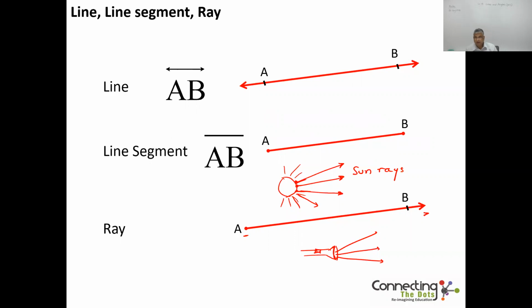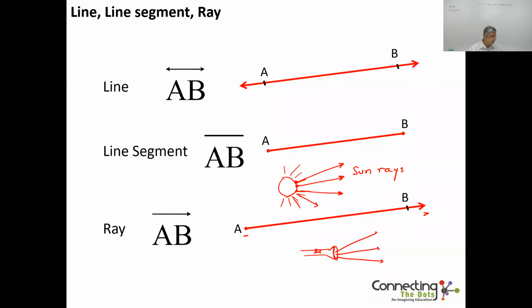Okay? So that is called a ray. And how do you represent a ray? Let's mark 2 points: one end as A and one tick on the other side B. So we say AB and on top a one-directional arrow, which says it is a ray because it can extend only in one direction. So that is the basic definition of rays.